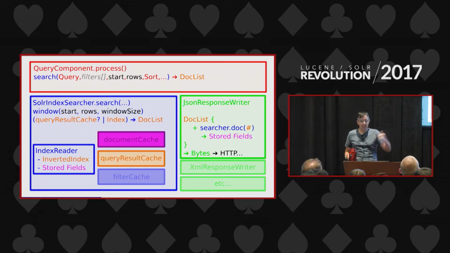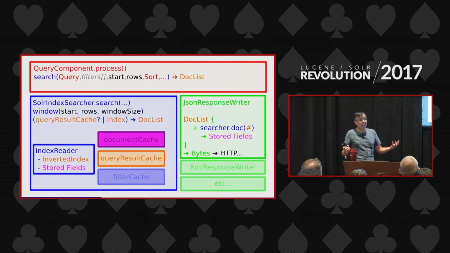But now I need to go ask the searcher for the stored fields of each of those documents, which the index searcher, the stored fields are in purple. It's going to go get those from the index reader, or it's going to go get them from the document cache, which is there in case that document gets reused. You know, it's a very popular document.